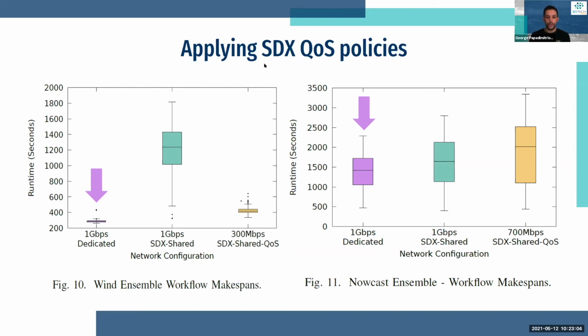When we switch to a shared network where the two workflows exist at the same time, we can see that the most affected workflow is the wind workflow. And we can see an increase of about 1,000 seconds for some of the executions. While the nowcast ensemble, on the other hand, because it already congests the network, doesn't perform much worse than its dedicated performance.